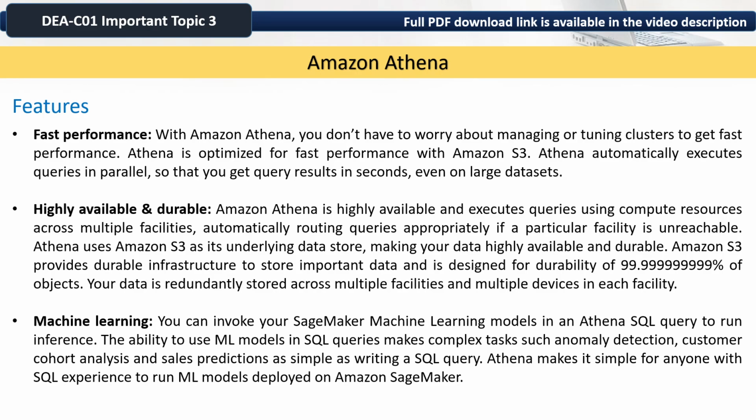Machine learning. You can invoke your SageMaker machine learning models in an Athena SQL query to run inference. The ability to use ML models in SQL queries makes complex tasks such as anomaly detection, customer cohort analysis, and sales predictions as simple as writing a SQL query. Athena makes it simple for anyone with SQL experience to run ML models deployed on Amazon SageMaker.